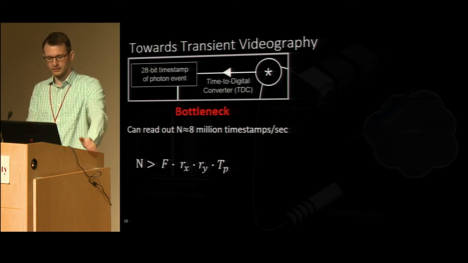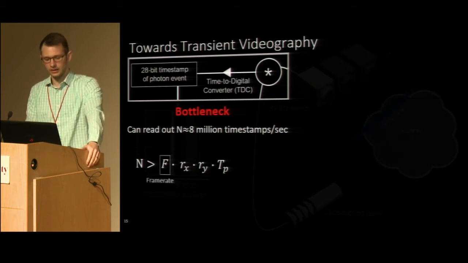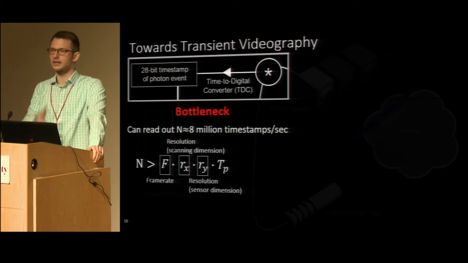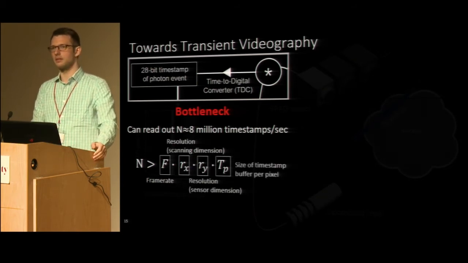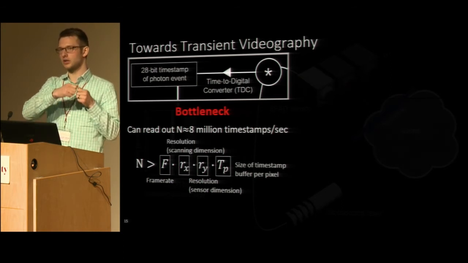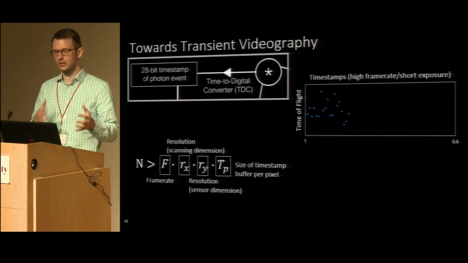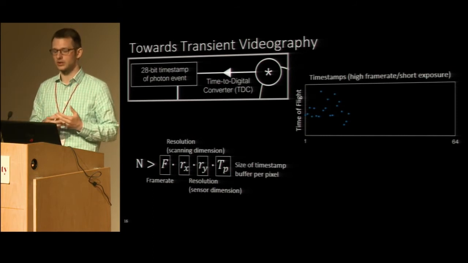And this figure is composed of a product of a few factors, including the frame rate we're operating at, the resolution along the scanning dimension, the resolution along the sensor dimension, and the size of the timestamp buffer. So this is how many timestamps we actually read out at each spatial location. And so this forces us to consider some trade-offs in how we're going to actually operate.